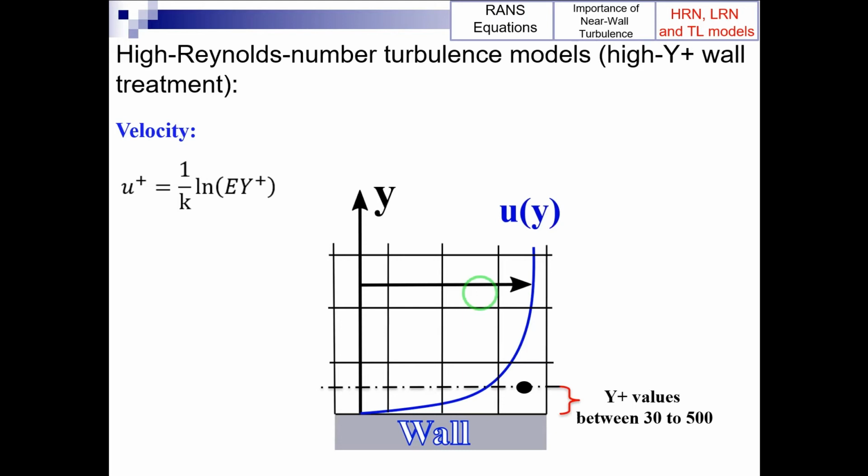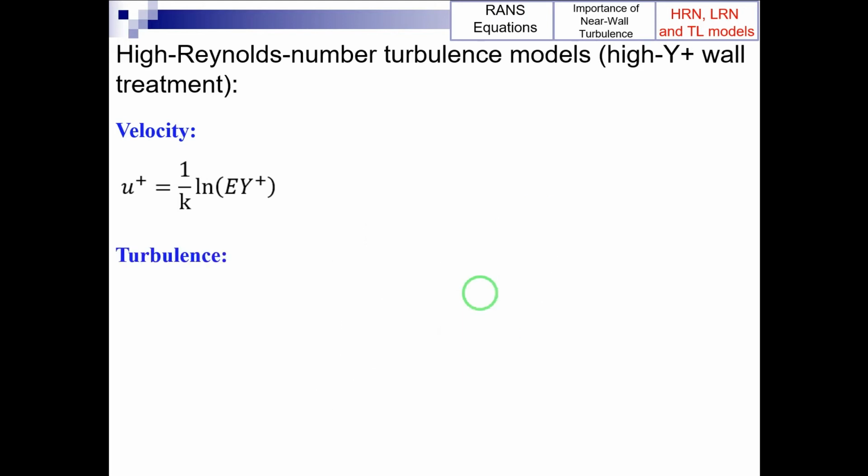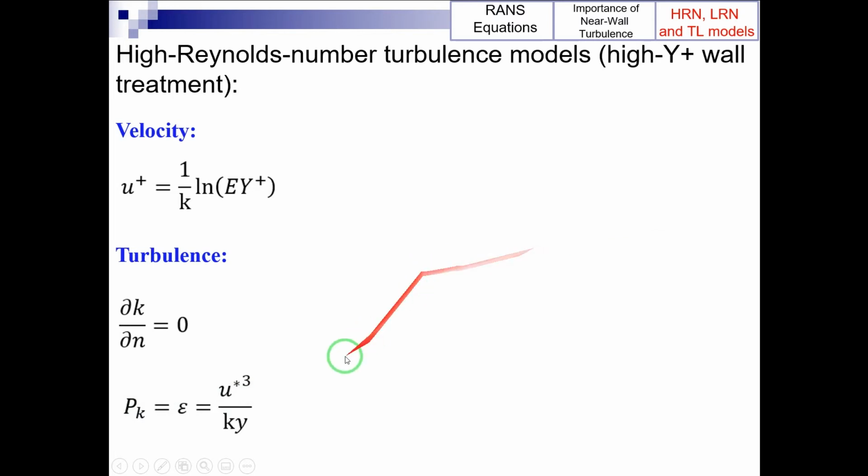The turbulence boundary condition consists of zero normal gradient for the turbulence kinetic energy, and the turbulence dissipation rate is calculated by assuming an equilibrium condition, which means that the turbulent production, as we can see here, is assumed to be equal to the dissipation rate. Note that k here is the von Karman constant.